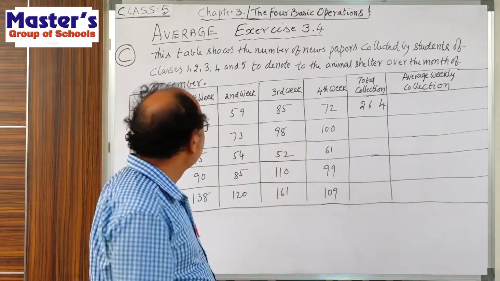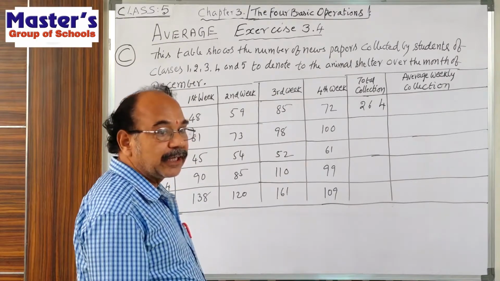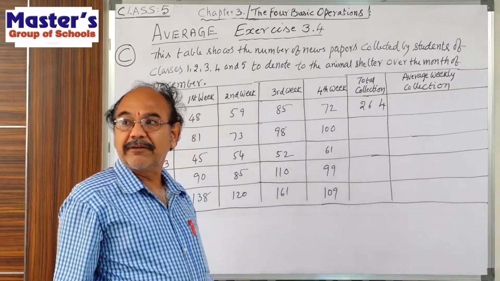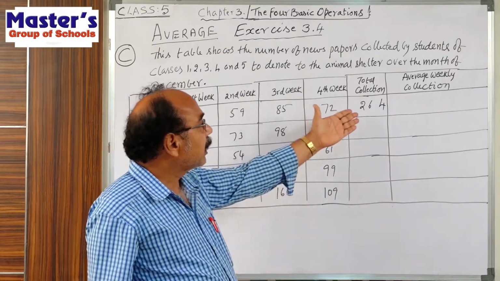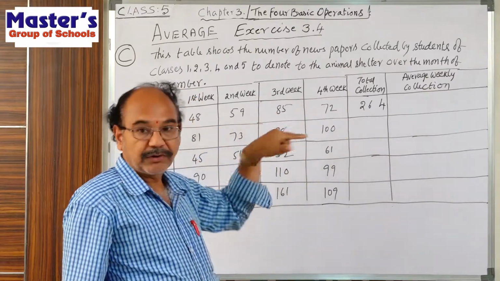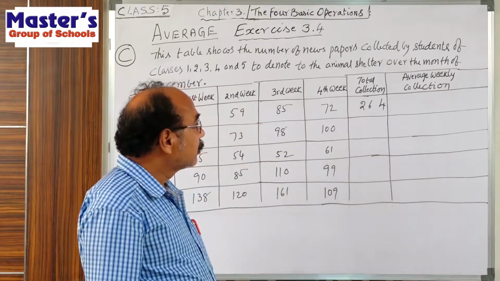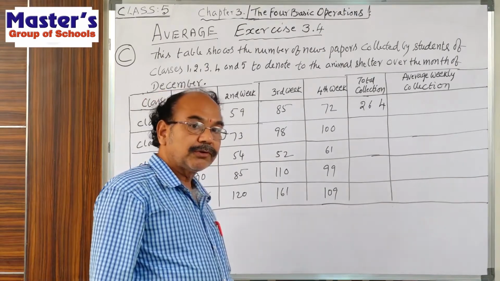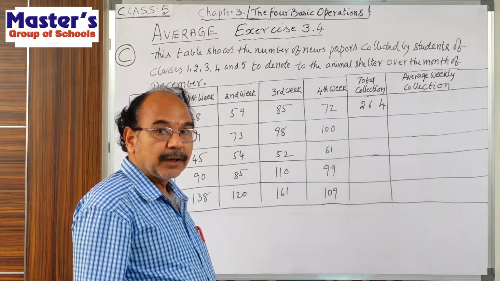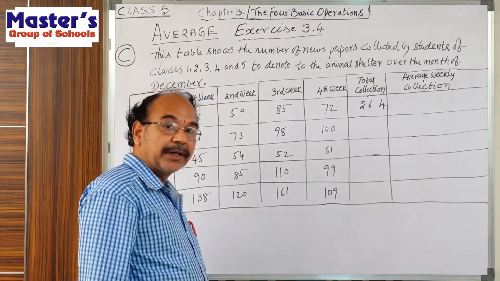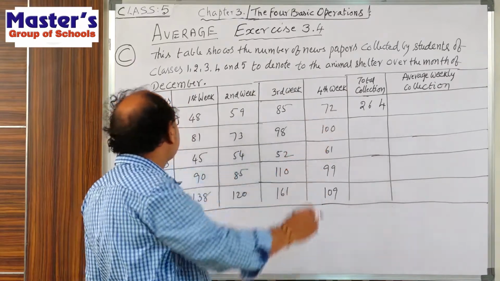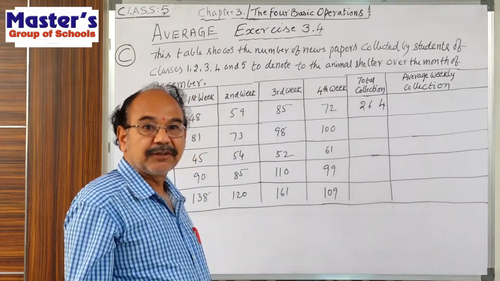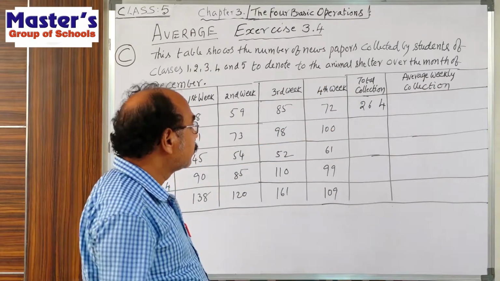Now, average weekly collection of the first class students. How can you find the average here? You divide the total collection by 4. According to the average statement, what is the definition here? Average is equal to the sum of the quantities divided by the number of quantities. That's why you divide 264 by 4. Then you will get the average weekly collection of the first class students.